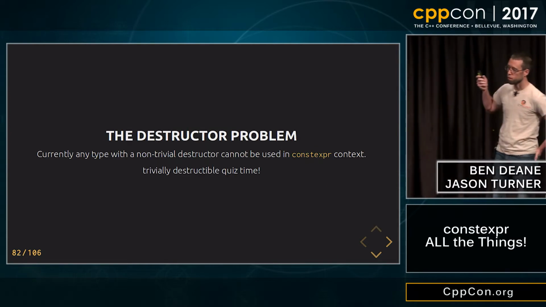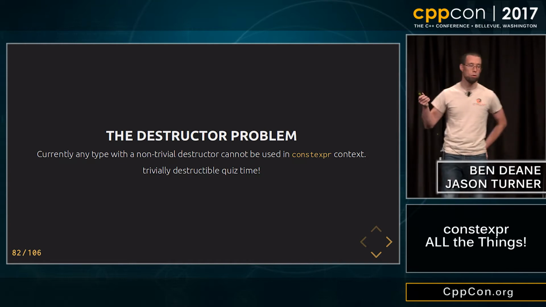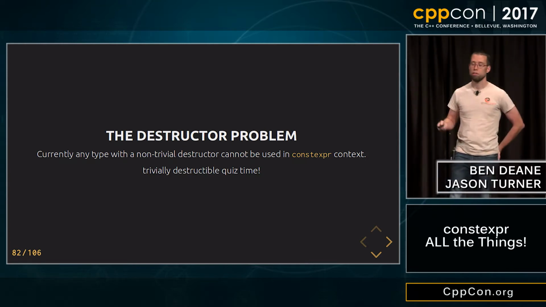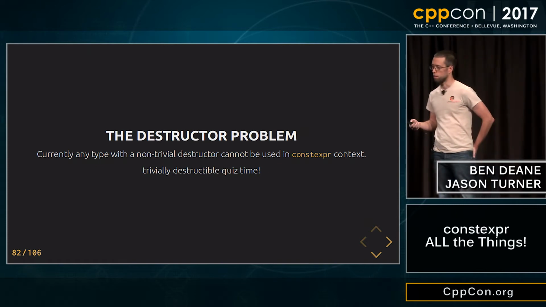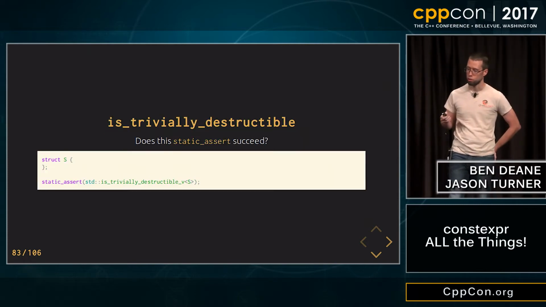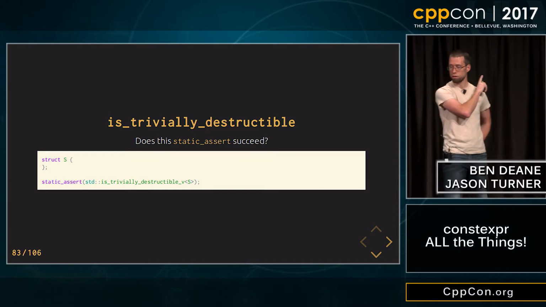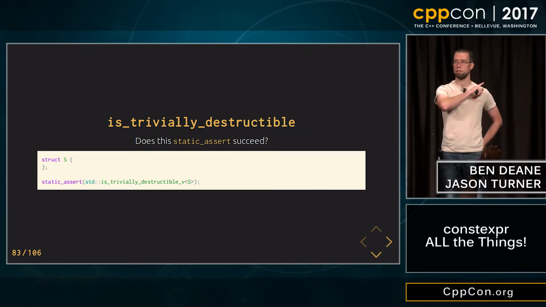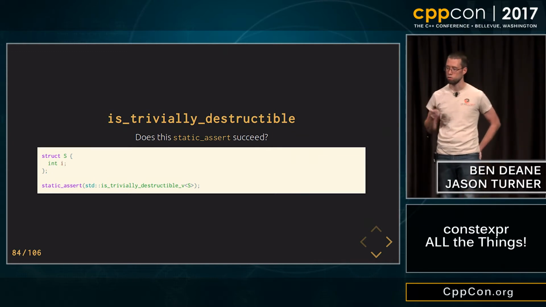Okay. So, problems and things. Anything that has a non-trivial destructor cannot be used in a constexpr context. So we're going to do a quick quiz. Is this struct trivially destructible? Everyone raise your hand if you think it's trivially destructible. All right, everyone agrees. Yes, it is trivially destructible.